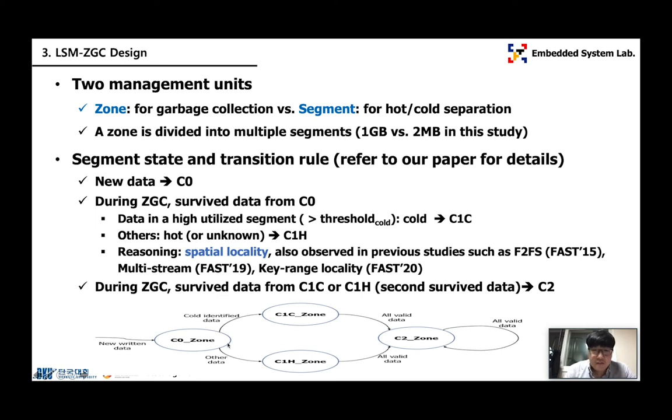This decision is based on our observation that hot and cold data have spatial locality, meaning that they have a tendency to be located near adjacent LBAs. This spatial locality is also observed in previous studies, such as F2FS, multi-stream, and the key-value range locality paper published in USENIX FAST 2020. Finally, the data that survives a second time is inserted into the C2 state. We will show an example in the next slide.